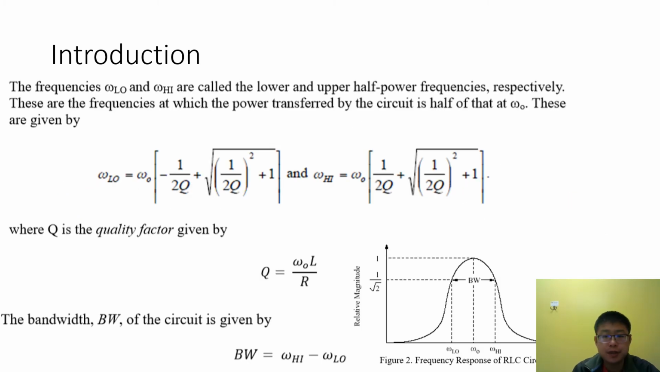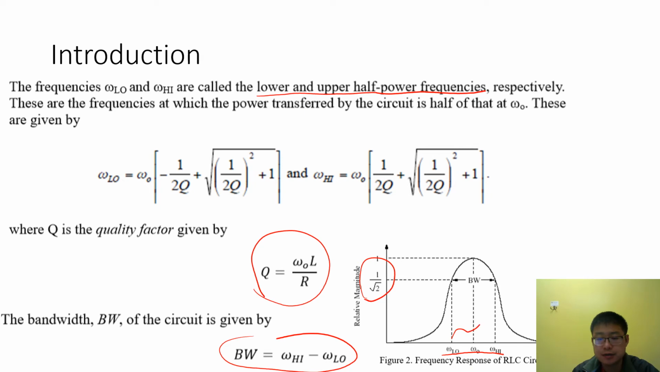Here we define the lower and upper half power frequencies. These are the frequencies at which the magnitude of the transfer function equals 1 over the square root of 2. And we also have the definitions for the quality factor and bandwidth. So here is the bandwidth. That is the upper half power frequency minus the lower half power frequency.